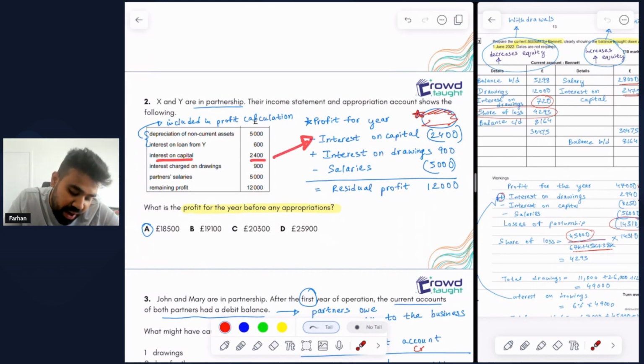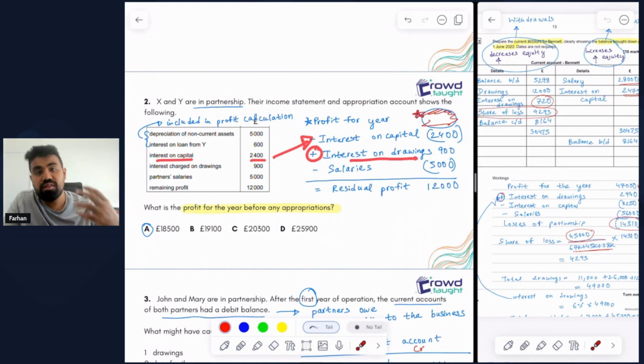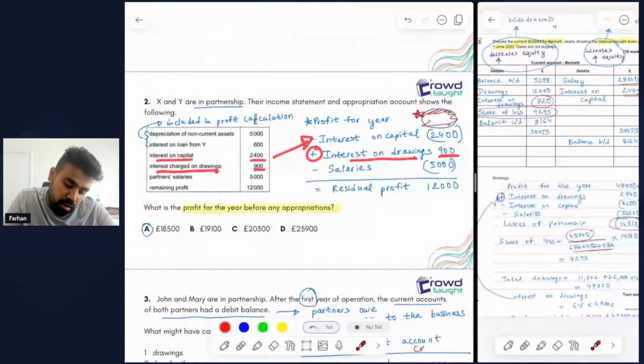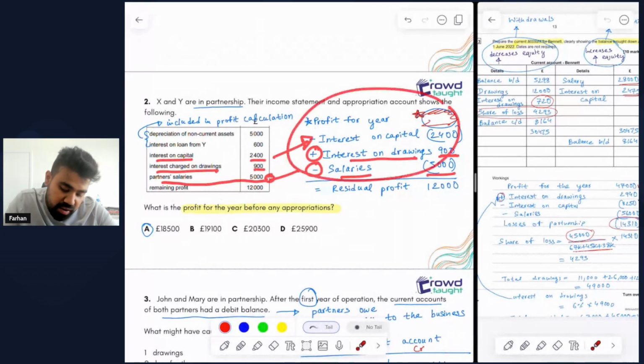All right. Then we have added interest and drawings because this is what the partners will provide to the business based on the withdrawals that they have made during the year. And this is £900 I'm adding here. And again, that's coming from the information that we have been provided in this table. Then we're subtracting salaries of £5,000. Again, very straightforward, coming from the information given in the table. All this, when it's sorted, should give us the remaining profit that we will be distributing to our partners, which is also known as the residual profit. And that is £12,000 based on whatever information we are given in the table.